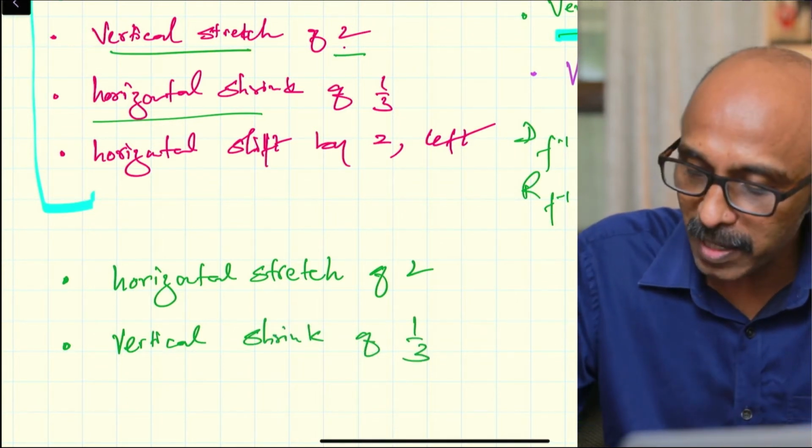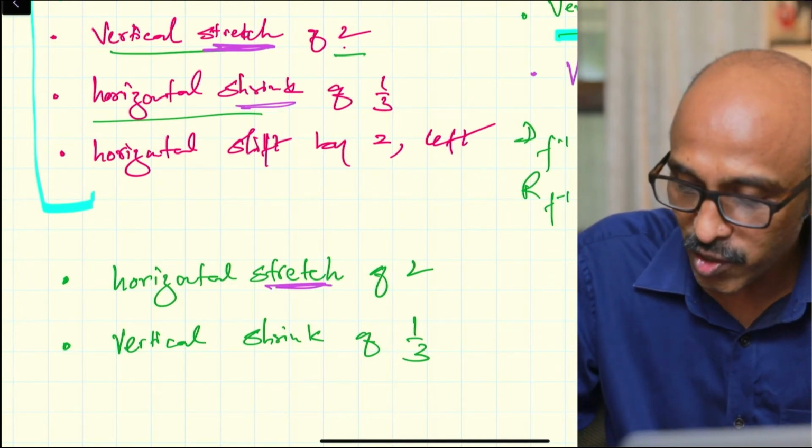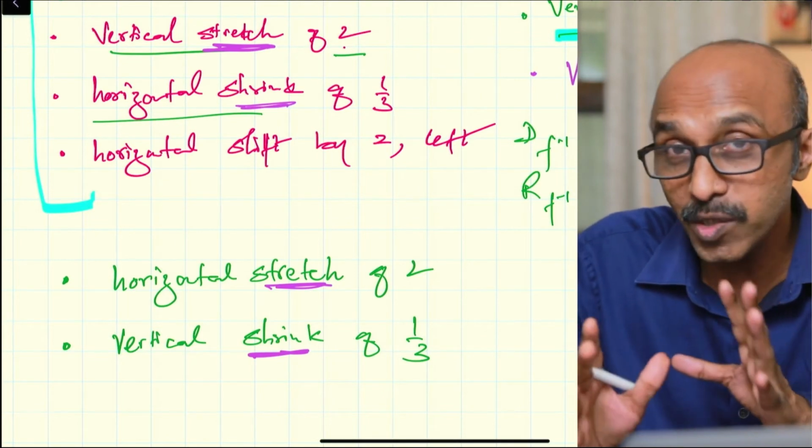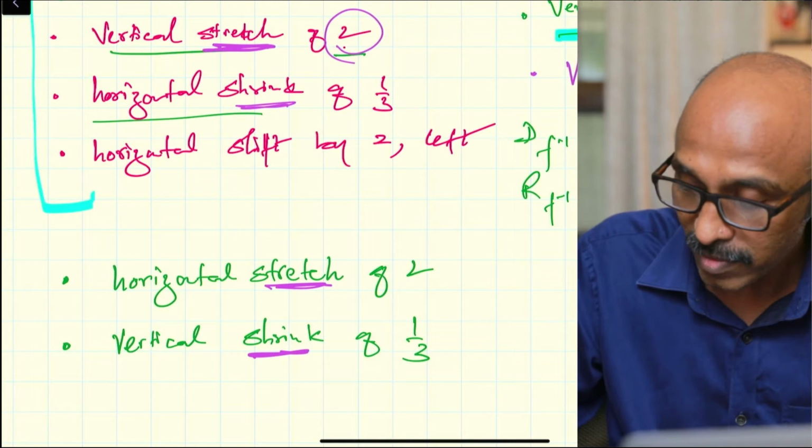Okay. Notice what's happening. Where there is a stretch, we're keeping it as a stretch. Where there's a shrink, it remains as a shrink. That's what I was saying earlier on. Certain behaviors. All right. Where there's a 2, that remains 2.